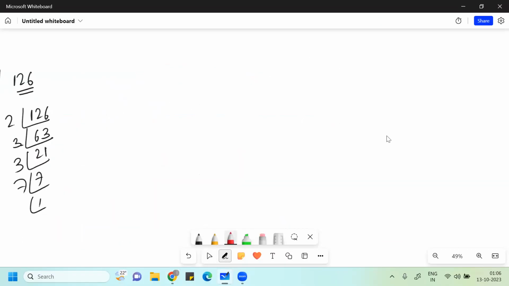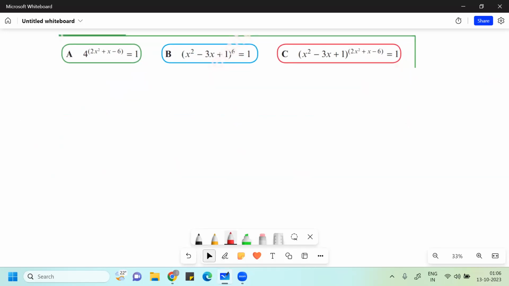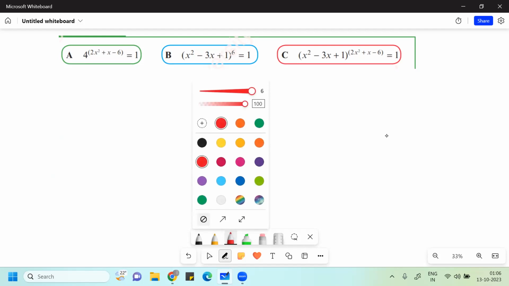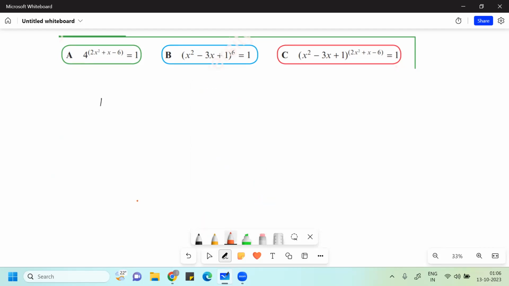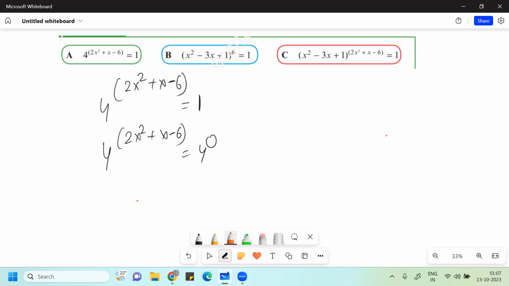Then if you see the next part of the question, this is 4 to the power 2x square plus x minus 6 is equal to 1. How is that possible? 0 to the power any number will be 0 only, and any number to the power 0 will give you 1. So the same thing I can write as 4 to the power 2x square plus x minus 6 is equal to 4 to the power 0. So I can say that 2x square plus x minus 6 is equal to 0. Then I can work on splitting the middle term.